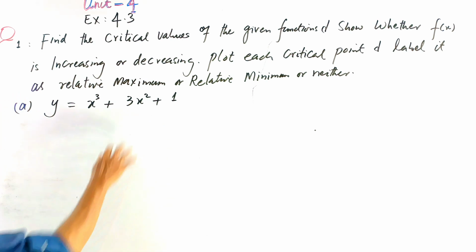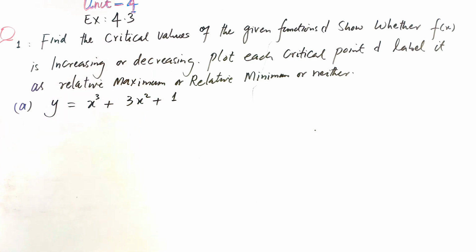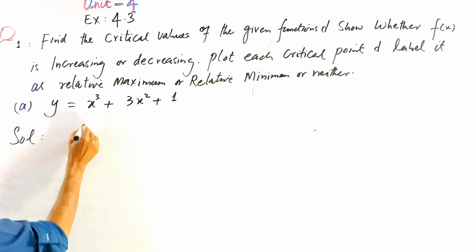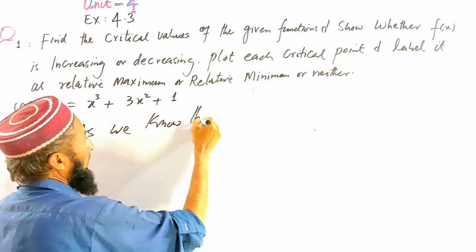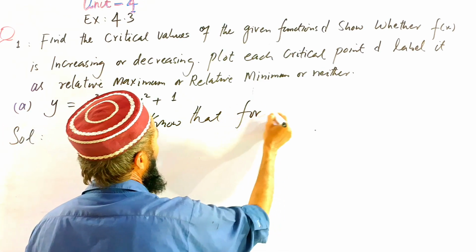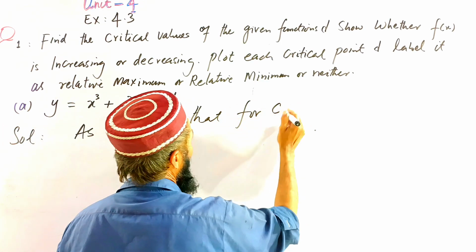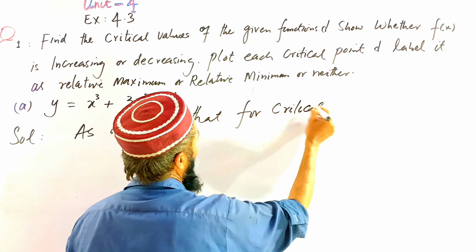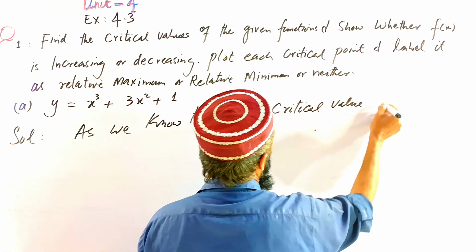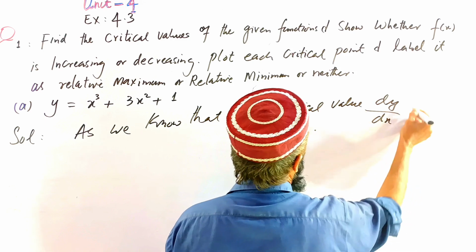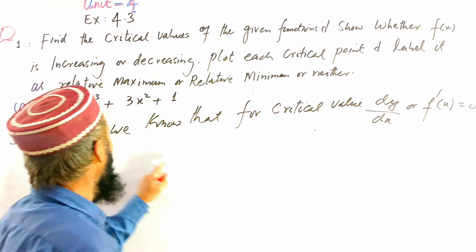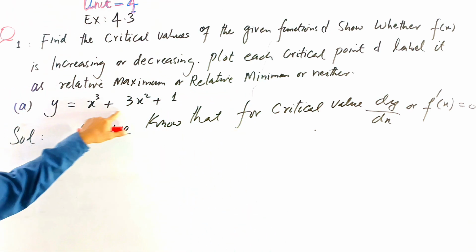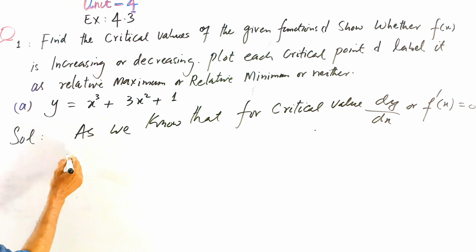First of all, we are finding the critical values. For critical values, dy by dx or f dash x is equal to 0. So first of all, we find the derivative with respect to x. Now differentiating with respect to x.